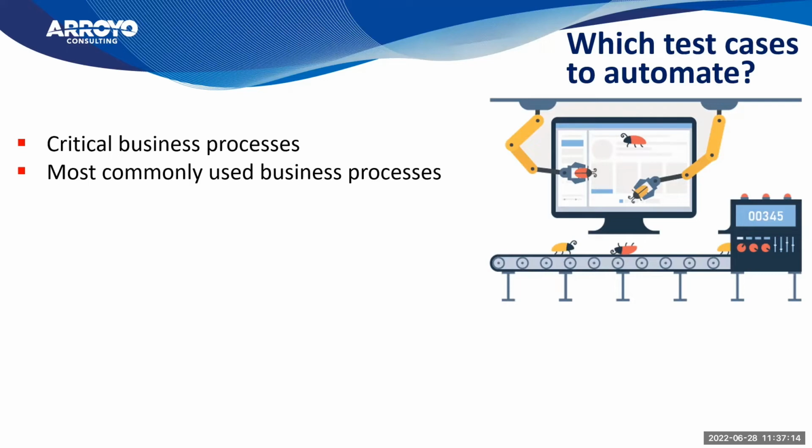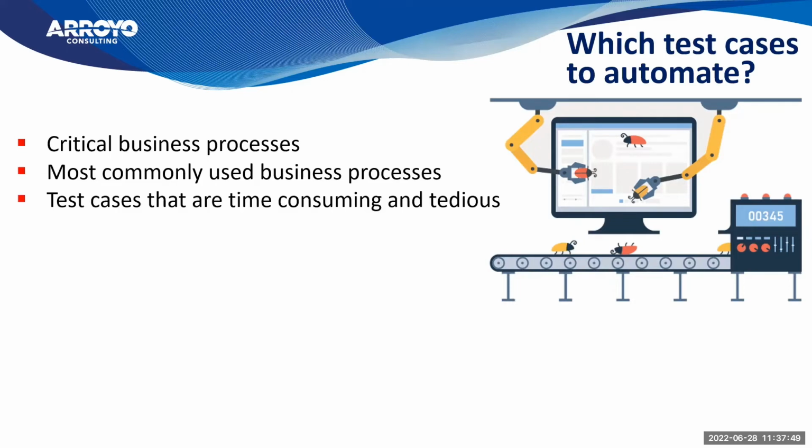The other kind of process that we can automate is the most common business processes. You need to automate these operations because they are repeated every time and maybe reused across the system. So if you are totally sure that this kind of common process is working fine, you can reduce the bugs that you may find in the future.